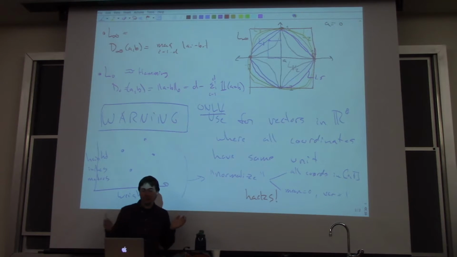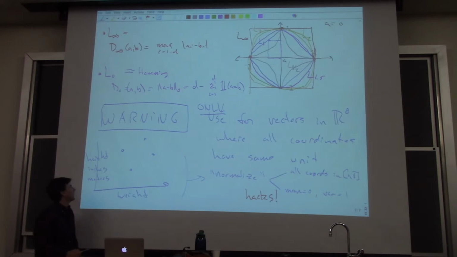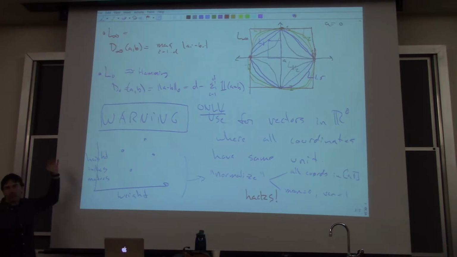right? Maybe, I think height is much more important than weight. I don't know, right? And even if you put them in inches and pounds. But I think height is much more important, so I'd really want it to be 7 inches instead. Maybe that's a better way of measuring distance.